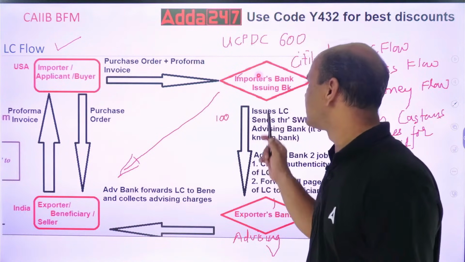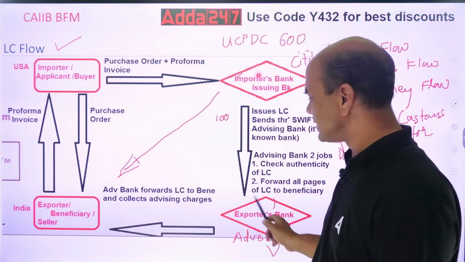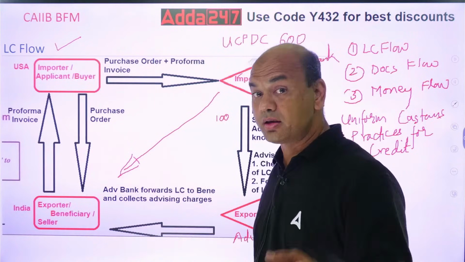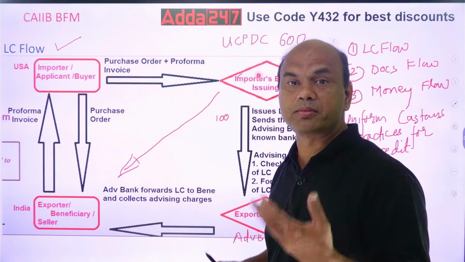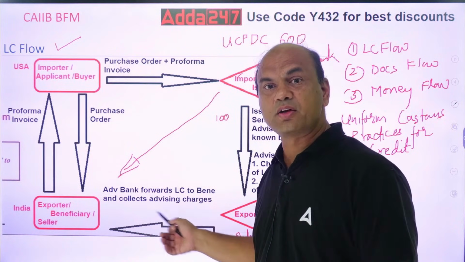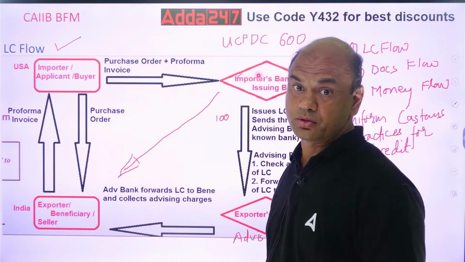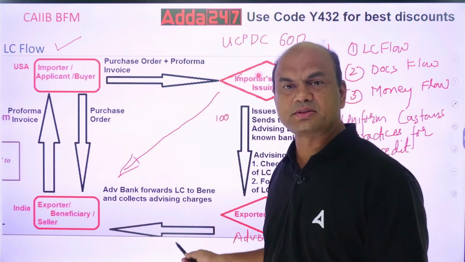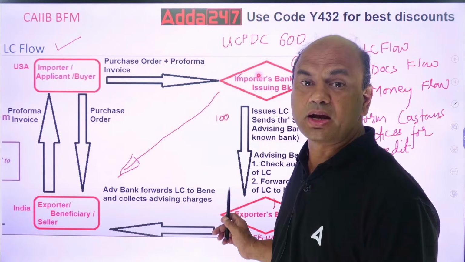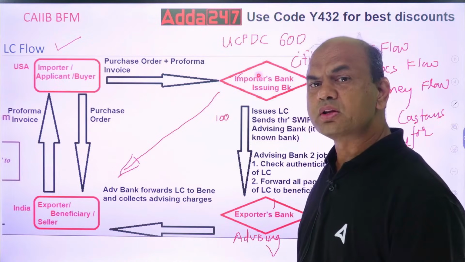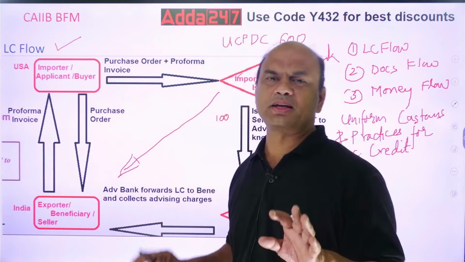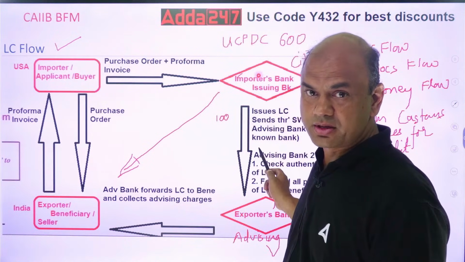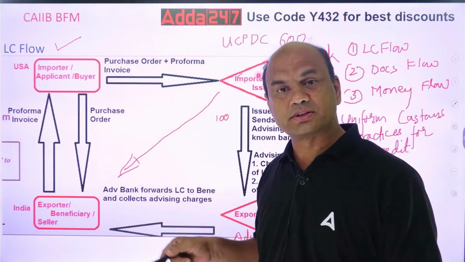So what happens over here? This issuing bank appoints an agent in the country of the exporter, or most probably, if possible, in the city of that exporter. Which will this agent bank be? That bank is called the advising bank. What is the role of this bank? The role of this bank is simple. The issuing bank will send the LC via SWIFT, or any other means now.